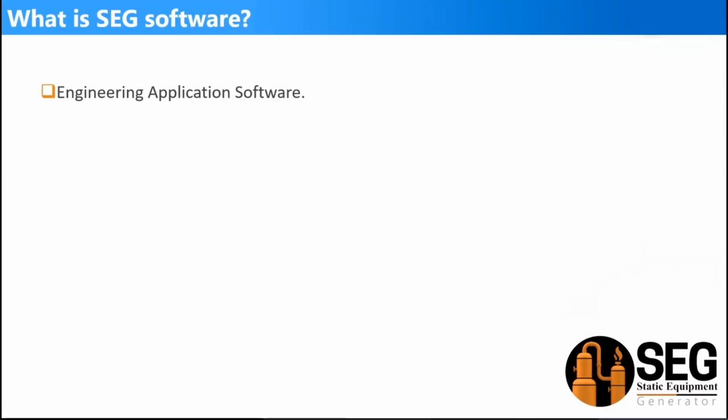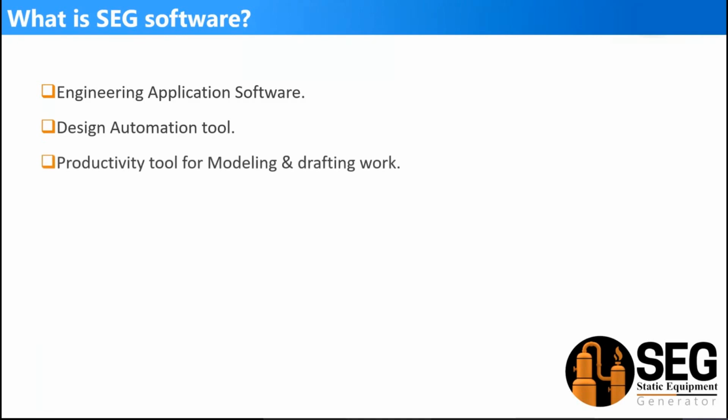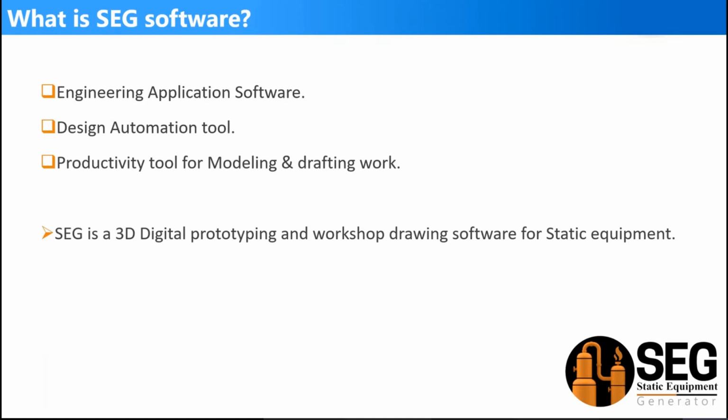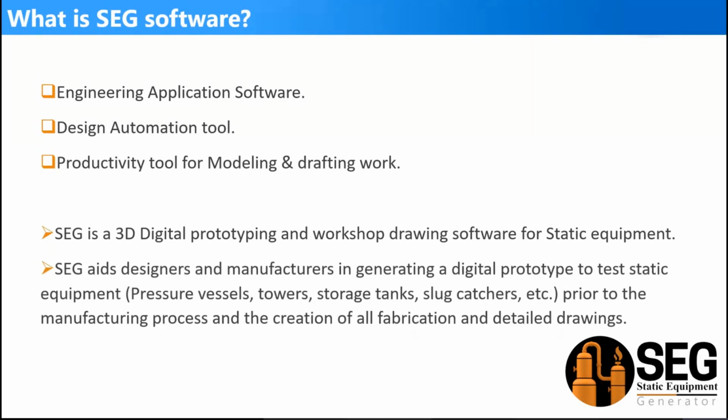So let's know more about SEG software. It's an engineering application software, a design automation tool and productivity tool for 3D modeling and detailing of static equipment. By using SEG software, you have the ability to create the 3D digital prototype of your equipment and test it before manufacturing to check if you have any clashes or anything like that for your equipment.